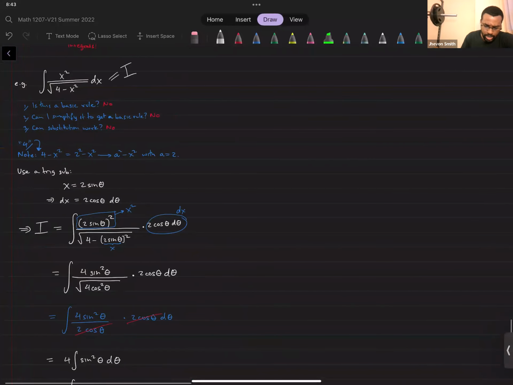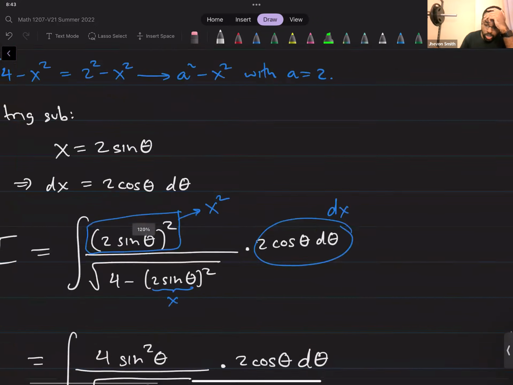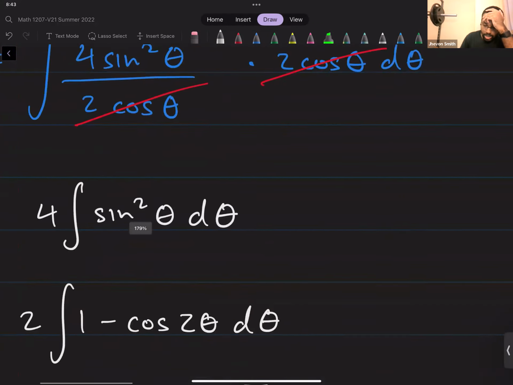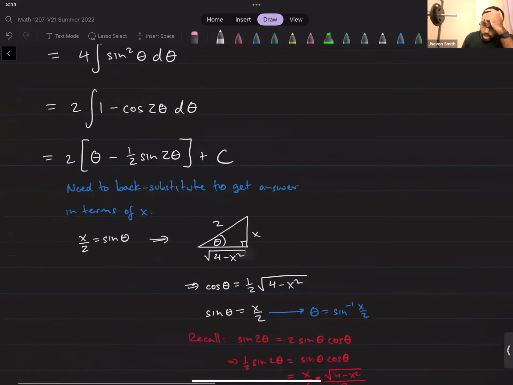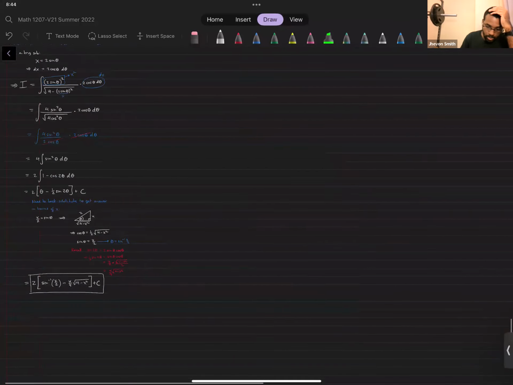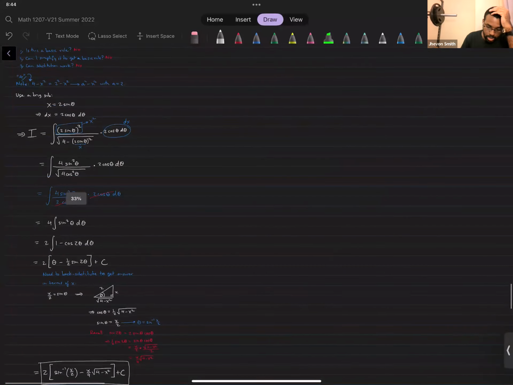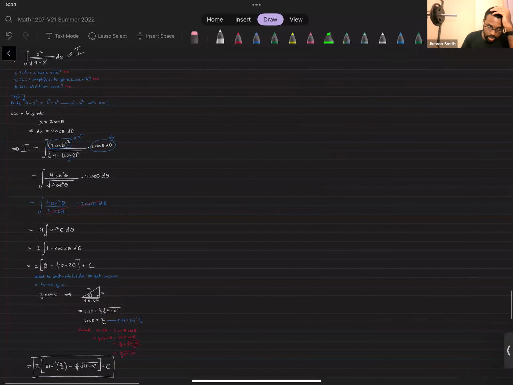So we have something like this. Very nasty to deal with using regular substitution. In terms of integration by parts, it wouldn't even come to mind, honestly. However, with a trig substitution, we end up with this integral, which we know how to deal with very easily. And then just using a triangle and SOHCAHTOA, we can get our answer back in terms of x. So ultimately, that's what our integral looks like there.